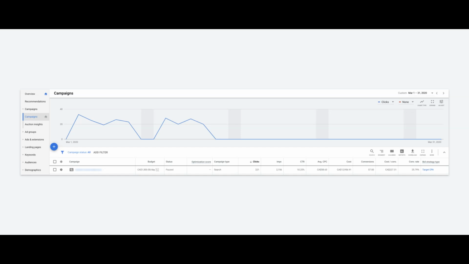He got 57 leads at a cost per lead of $227. Conversion rate 25%, and the bid strategy type we're using for this guy was target CPA, which I believe we had set at like 250, or 230, something like that. So it's under our target CPA, whatever we set that at, I forget. The actual cost per conversion is lower than what we set it at, so that's a total win.